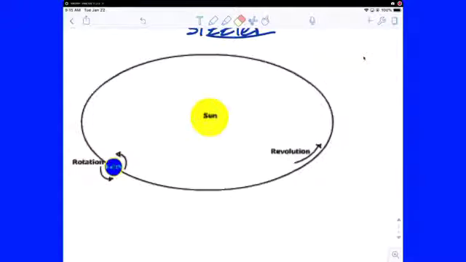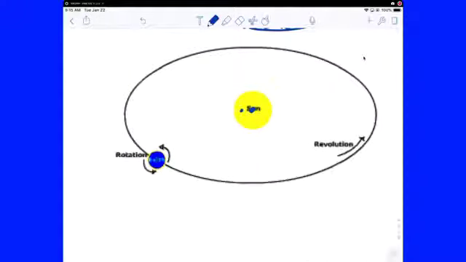So here's what we're going to do. We're going to assume that the sun is sitting at the center. It's really sitting at what's called a focus. And there's two foci in an ellipse, and they're really, really close together. So we're going to assume that there's just one. Okay? This is 93 million miles.